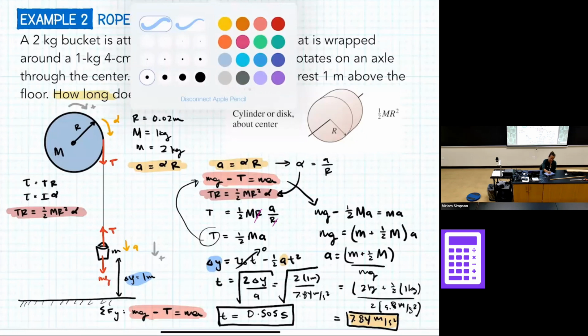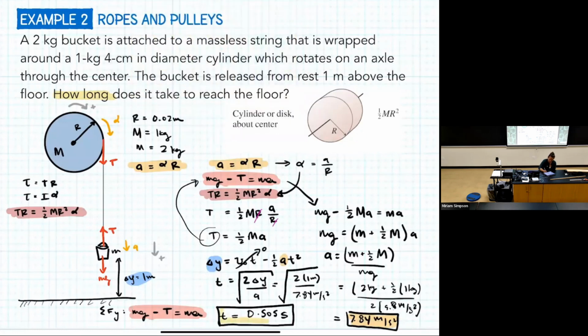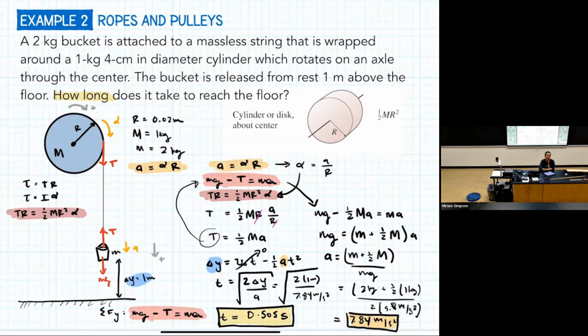Any questions on this? I know it's a lot. We've now basically come full circle and we're using all of the physics we've ever learned in like one problem. We didn't use any energy. So there's that. You can actually solve this problem with energy too.